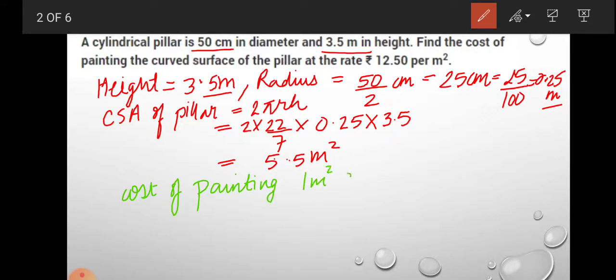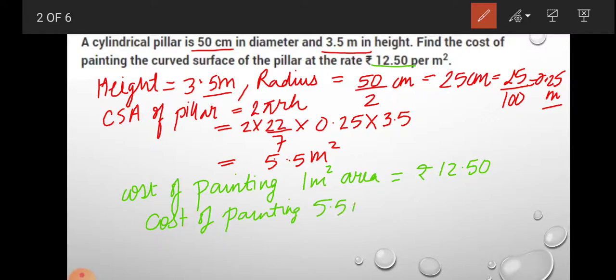one meter square area is equal to rupees 12.50. So cost of painting 5.5 meter square area is equal to rupees 12.50 multiplied by 5.5, which is equal to rupees 68.75. Therefore, the cost of painting the curved surface area of the pillar is rupees 68.75.